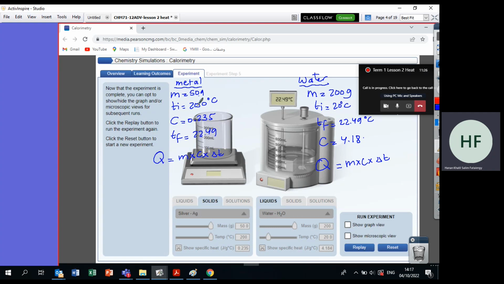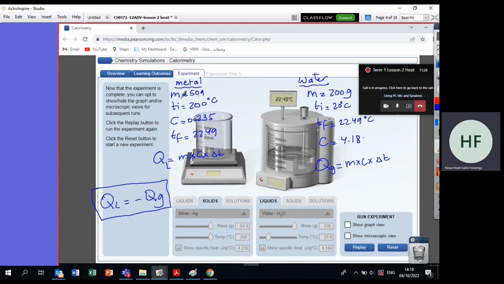Now the metal, the temperature was 200, it dropped to 22.49, so I will say that here is Q lost. The water was at 20, increased to 22.49, so this is Q gain. So when you calculate this Q and this Q, you will find out that Q lost will be equal to minus Q gain. This is the law of conservation of energy.